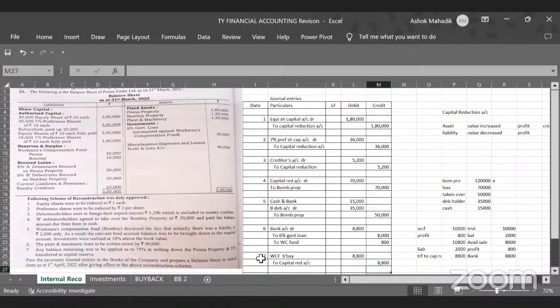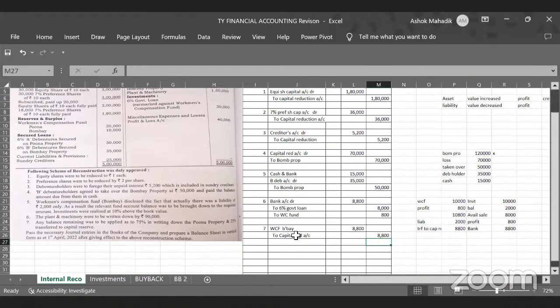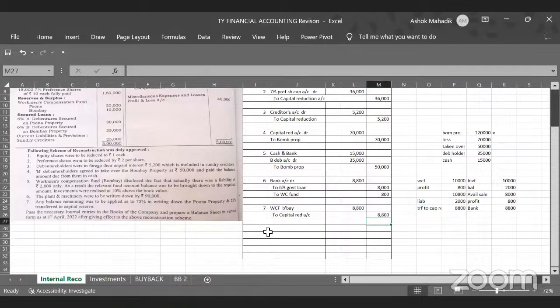The plant and machinery were to be written down by 90,000. So asset reduced. So there is a loss. In fact, there will be many adjustments in which loss will be there. So we can pass a combined entry for those. This will save your time. So in all the losses entry, capital reduction account will be debited. We can one by one write all the assets on which we are incurring losses. The first one they told is plant and machinery account. How much is the loss on plant and machinery?